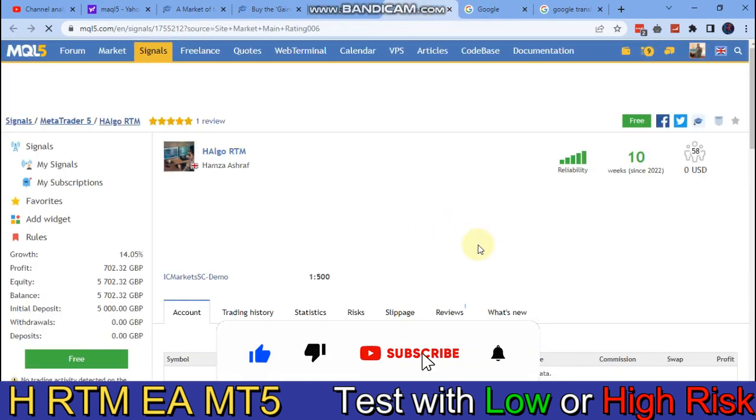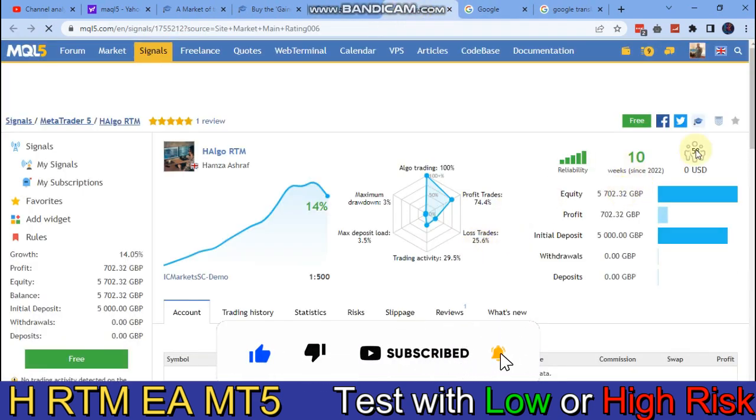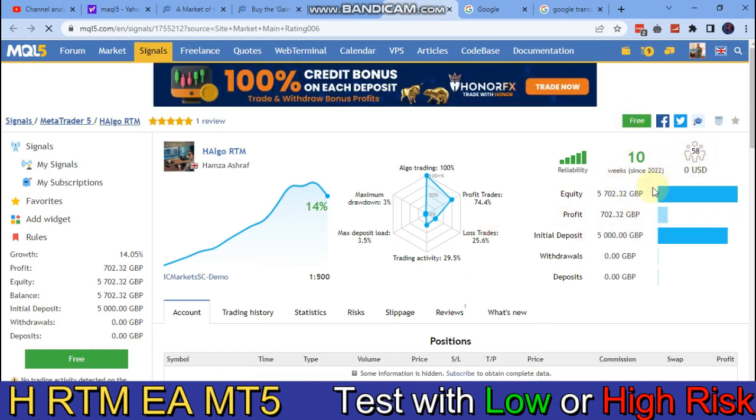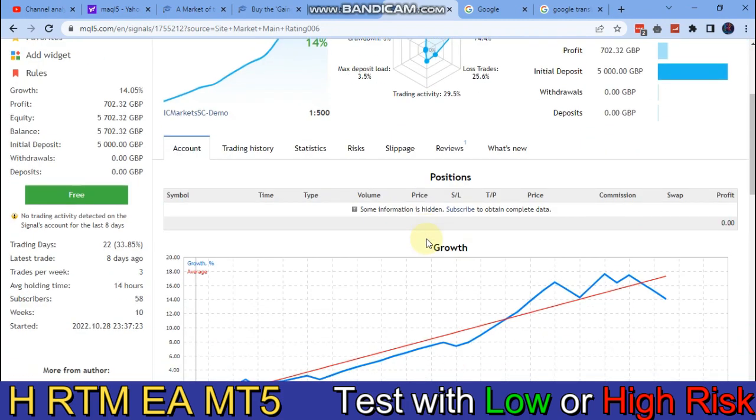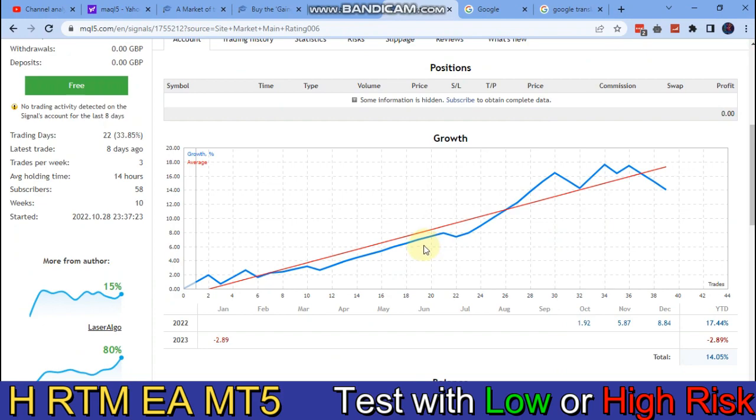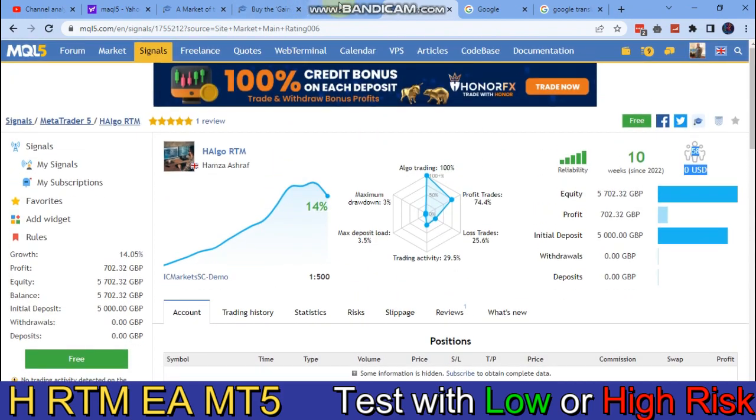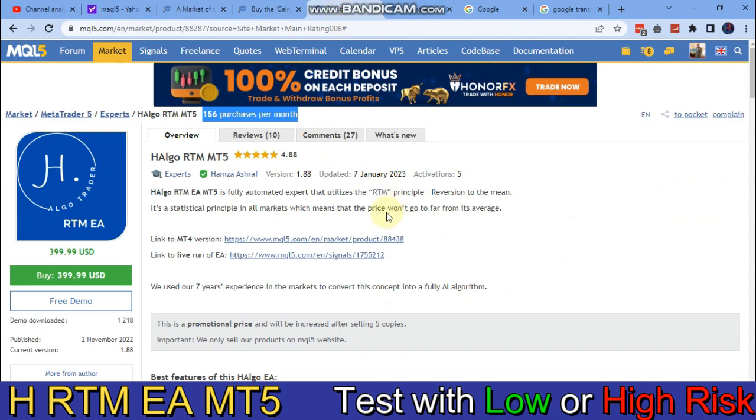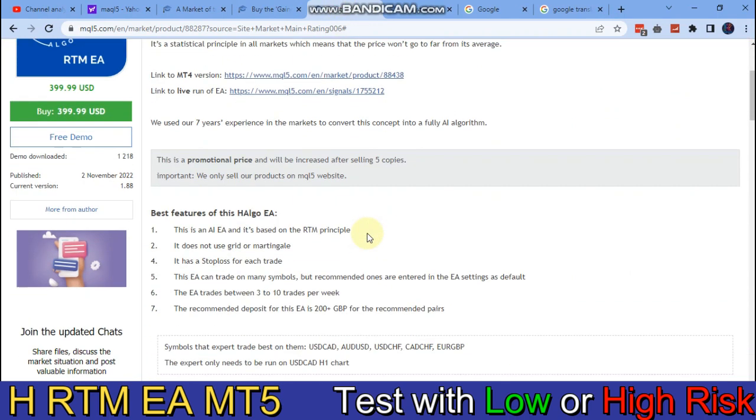So we can check, there is also a free copy trade, and on a 5000 deposit there is good profit in 10 weeks, also 58 followers. So you can see the live results of this EA. It means it's working, and now we can check this EA.